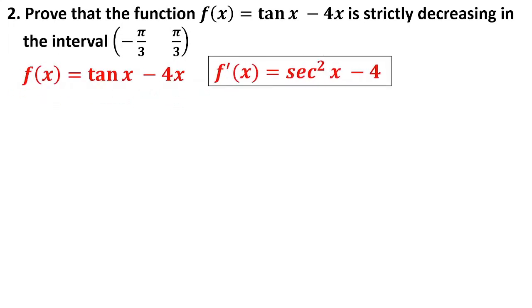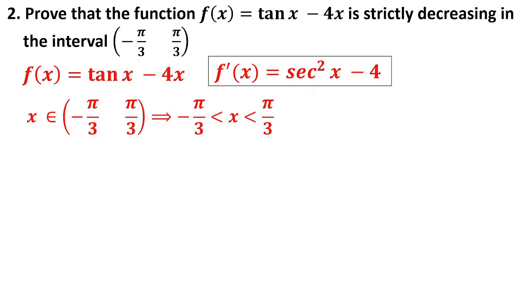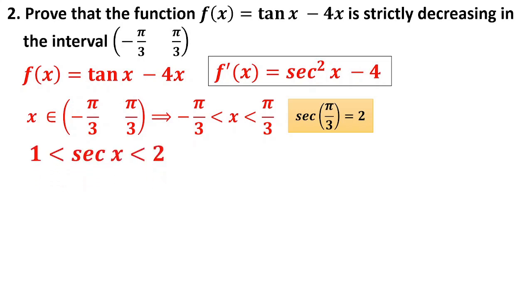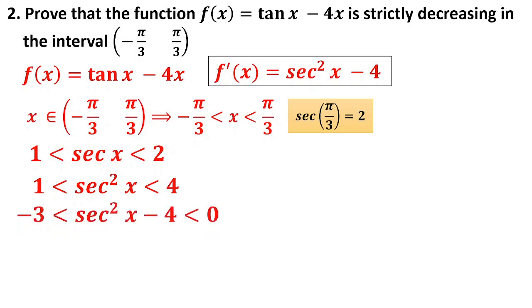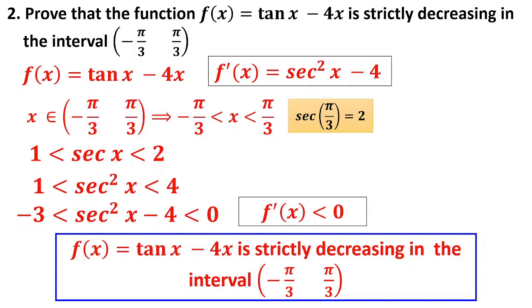I am finding secant square x minus 4, and x is from minus pi by 3 to pi by 3. Therefore secant pi by 3 is always 2. Therefore it always lies between 1 and 2. Therefore I am finding 1 less than secant square x less than 4. I am just squaring both sides. Secant x cannot be negative, therefore it lies between 1 and 2. Therefore 1 less than secant square x less than 4. I am subtracting 4. 1 minus 4 is minus 3. 4 minus 4 is 0. I am getting f dash of x is less than 0. Fantastic.